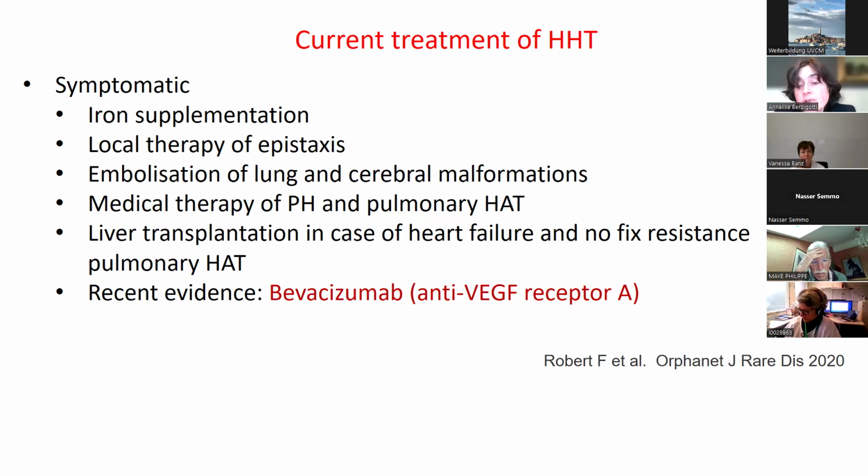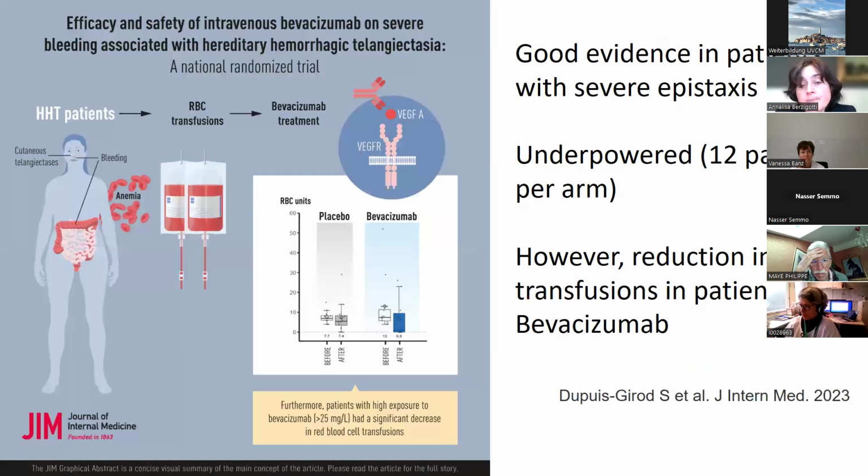Recent evidence, however, showed some effectiveness of bevacizumab, which is an anti-VEGF receptor A, and I will show you just a couple of data on this. This is a randomized controlled trial, very small. Of course, this is a very rare disease, so there are no big trials on that, but it shows a reduction of transfusions in patients undergoing courses of bevacizumab for epistaxis.